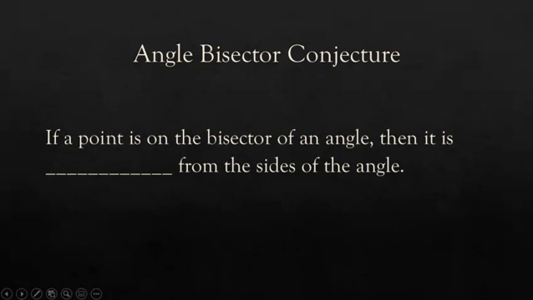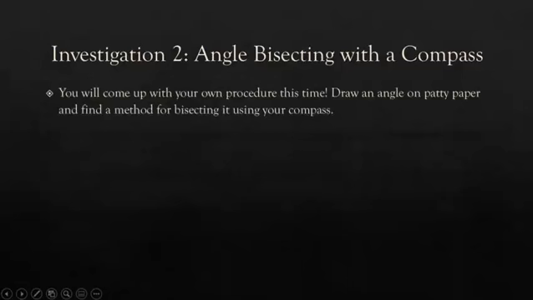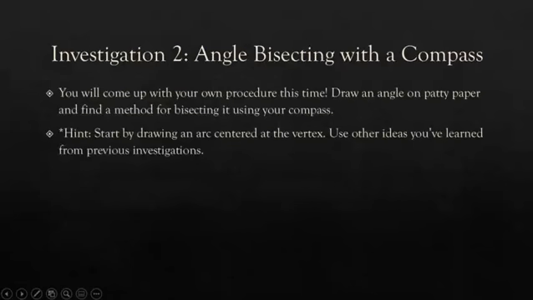Now, we don't always have tracing paper or patty paper. Sometimes we need to go back to just a compass and a straight edge. How would we bisect an angle with just a compass? In this investigation, you need to come up with your own procedure. So draw an angle on patty paper, or you can use regular paper, and find a method for bisecting that using just your compass. I'm going to give you a few hints.